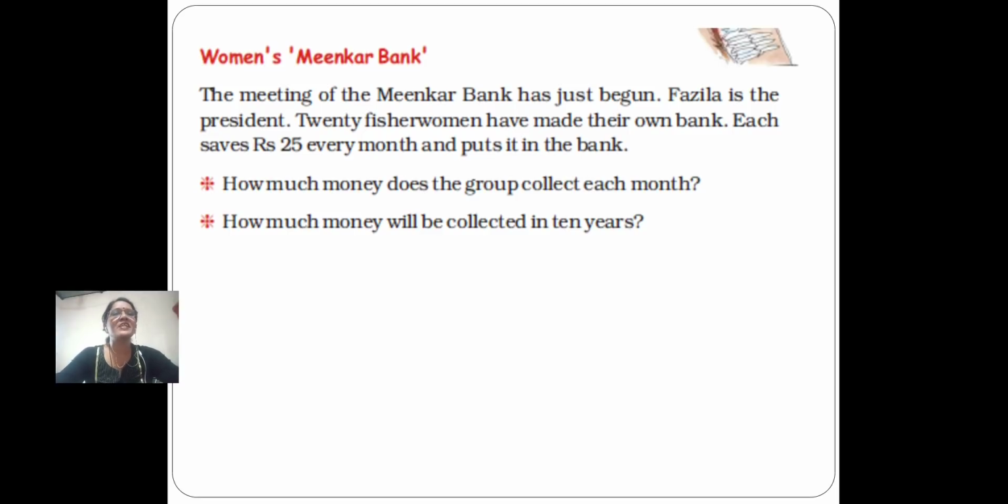These 20 fisherwomen have made their own bank and each lady is saving rupees 25 every month and puts it in the bank. See, 20 ladies and each lady is saving rupees 25. How do they save? Because all these ladies are fisherwomen and they sell fish, so some money they have to save.